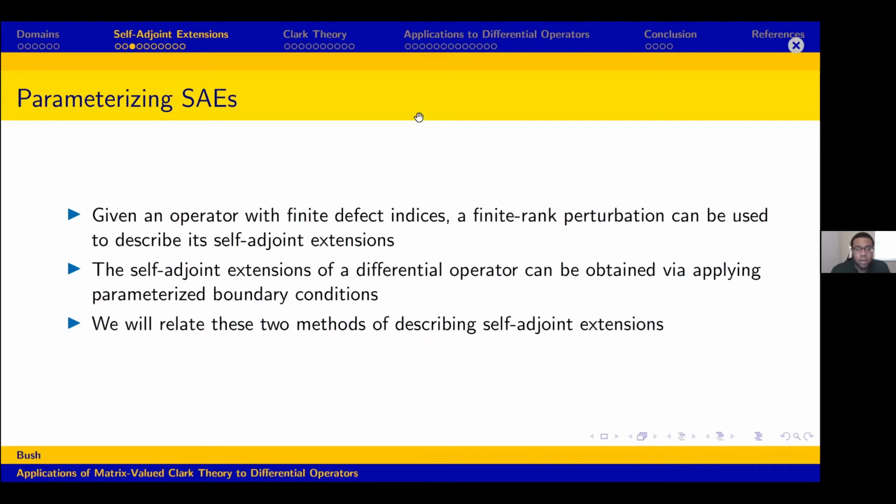Okay. All right, so now we're going to talk about how we parameterize self-adjoint extensions. So we have that the operator is self-adjoint, which is going to be relevant later when we talk about computing its spectrum. But how do we actually get these restrictions? There's a couple ways to do it. First, you can use a finite rank perturbation. The second is, if it's a differential expression, there's a theory about how choosing boundary conditions will yield self-adjoint extensions. Since both of these describe self-adjoint extensions, we're going to be able to form a correspondence between those two.